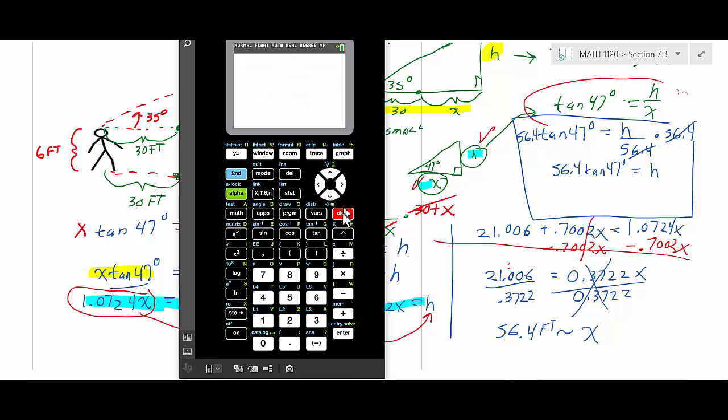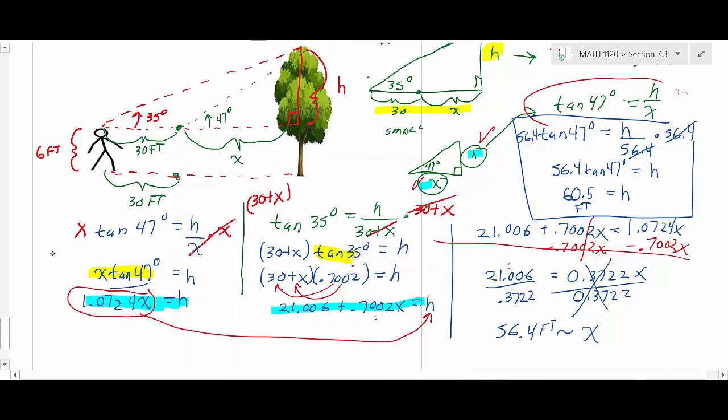Let's see what we get. I think every time I solve this problem, I always end up doing it a different way. There's several ways to look at it, but you do have to have a system of equations. So that would be h, and we're still not done. You got to be careful. You would have h equals 60.5 feet. That's not the answer to the problem, but we're almost ready to get the answer.